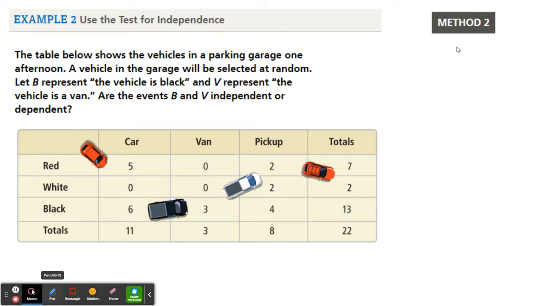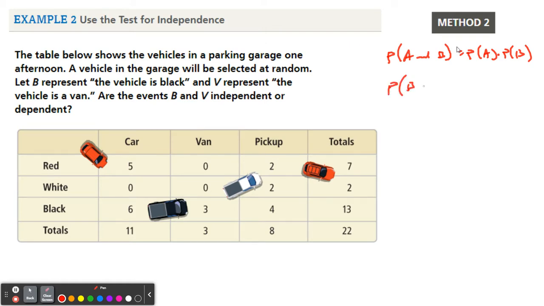Method 2. For method 2, we're going to go back to lesson 12.1 and use this independence rule. If you remember, the probability of A and B should equal the probability of A times the probability of B. So let's use this two-way table. We're going to find these 3 probabilities and ask ourselves, does the probability of being black and a van equal the probability of being black times the probability of being a van? That's the question. So let's find the 3 probabilities.